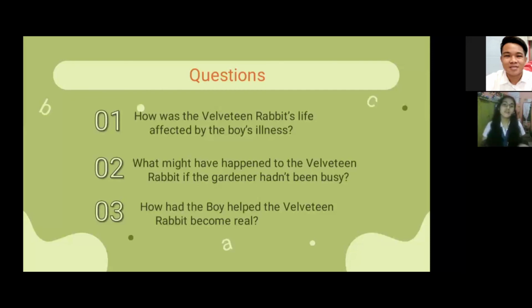And then, for the last question, how had the boy helped the Velveteen Rabbit become real? The boy helped the Velveteen Rabbit become real through love. The boy loved and cared greatly for the Velveteen Rabbit that it became real. Excellent answer, Larry. You really did listen very well to our text. It's a great job. Thank you, Mom.